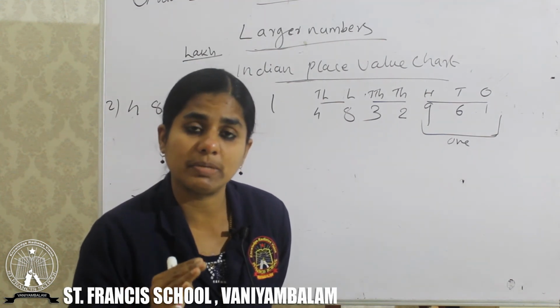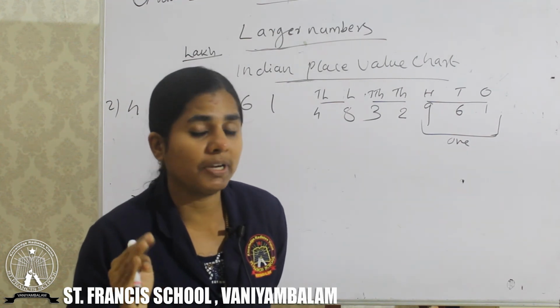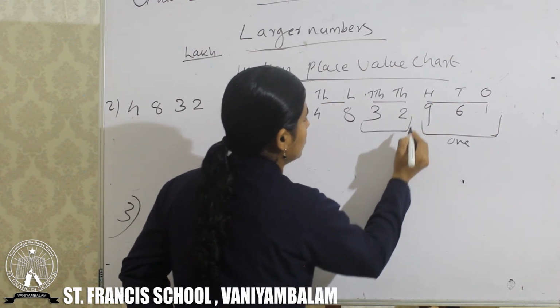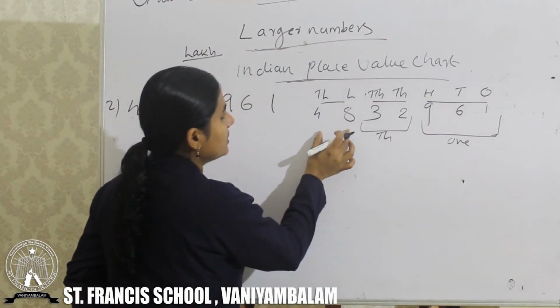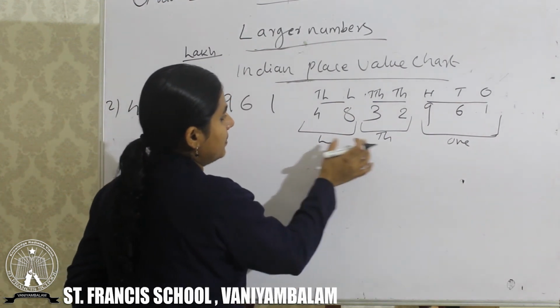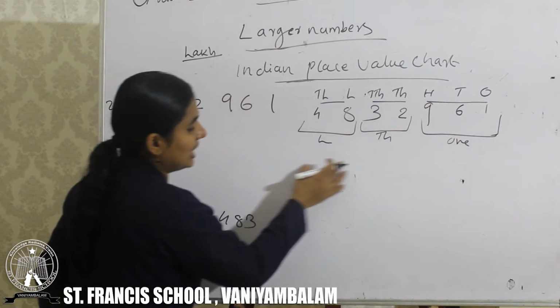Then next we have which period? The thousands period. In the thousands period we have which places? 1000 and 10,000. This is in the thousands period. Next we have which? Lakhs. This is in the lakhs period. Lakhs period, thousands period, ones period. These are the 3 parts.